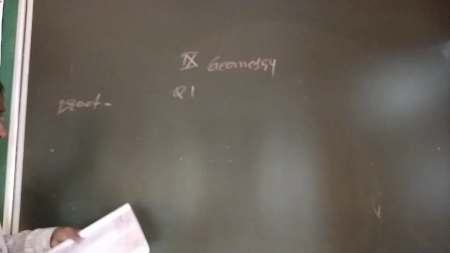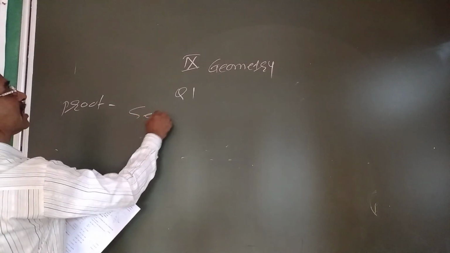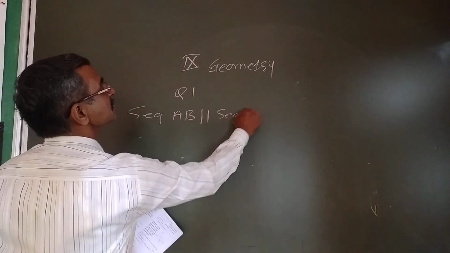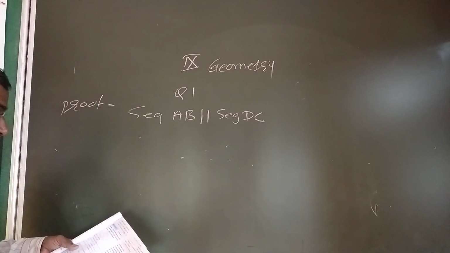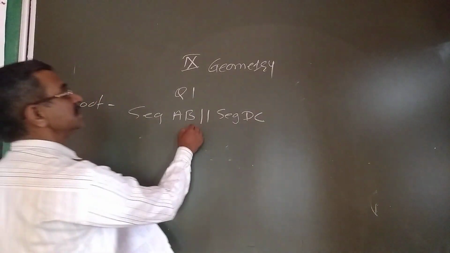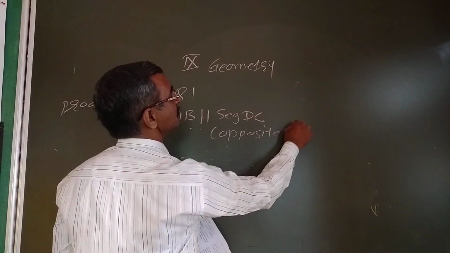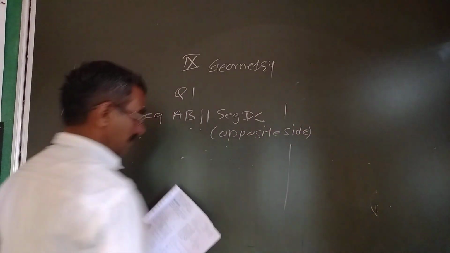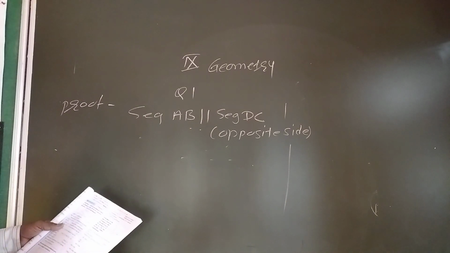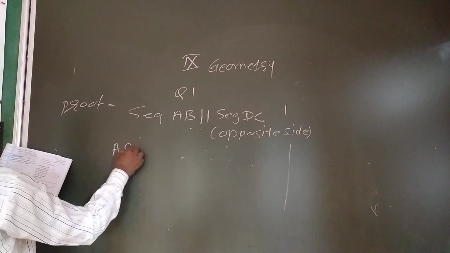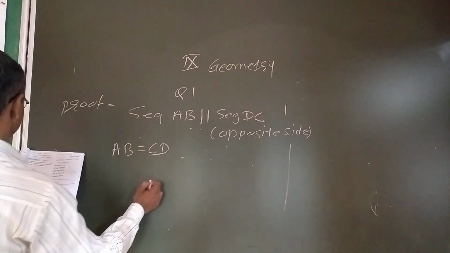What is given here? Segment AB is parallel to segment DC. That is the given. Then the reason is what? Opposite sides of a parallelogram are parallel. Then these opposite sides are also equal in length.